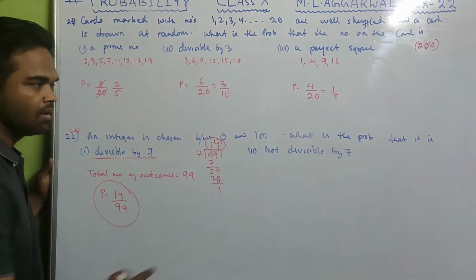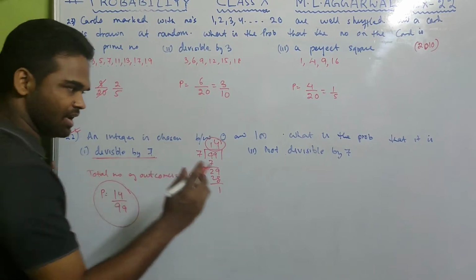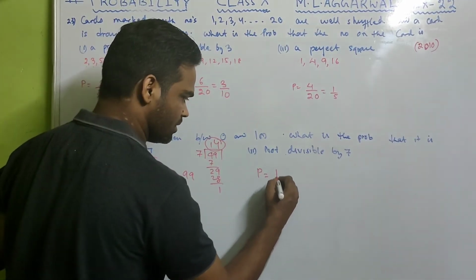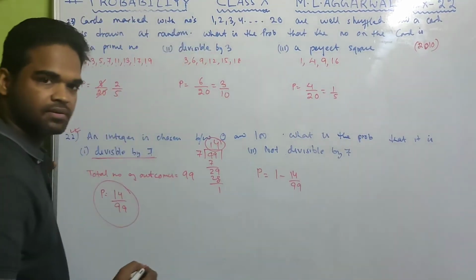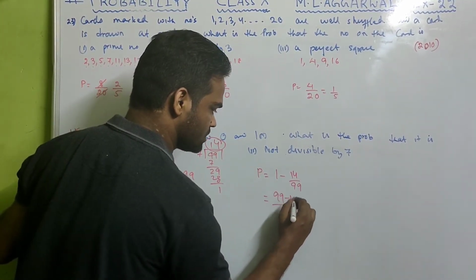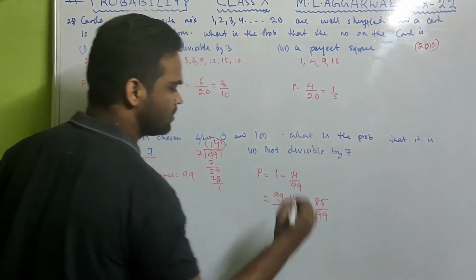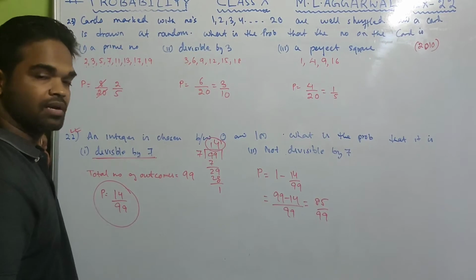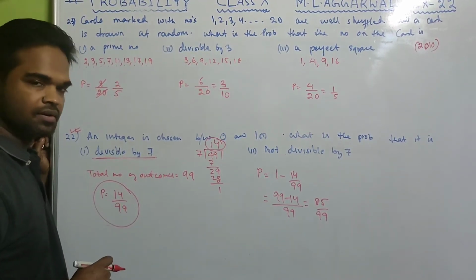Done. Not divisible by 7. Now, divisible by 7 is 14 by 99. So not divisible by 7 will be 1 minus 14 by 99, which is 99 minus 14 over 99. That's 85 by 99. Am I clear or not? Now let us look at the next sum.